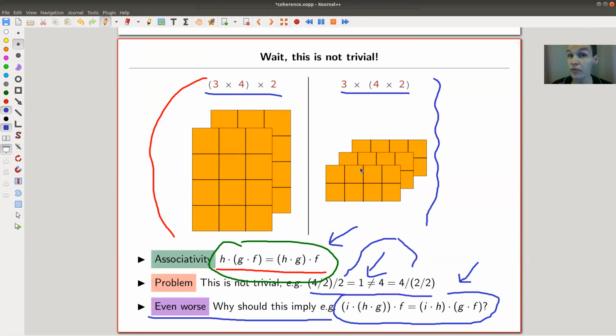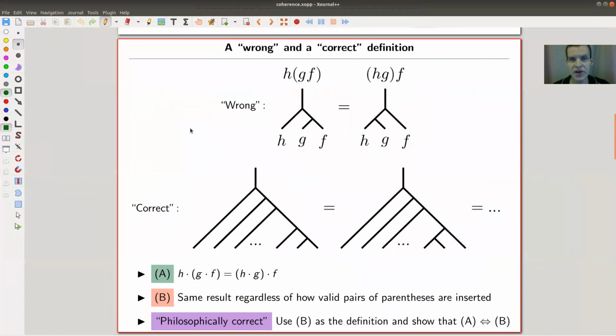But there's a really beautiful way of proving this, and I'm going to explain that. It's basically an example of a coherence theorem. So let's have a look. Here's a picture of associativity which I really like. The question is, what is the wrong definition, what is the correct definition? In some sense, the wrong definition is what you see upstairs, and the correct definition is what you see downstairs. Wrong and correct are, of course, in huge quotation marks, because there is no wrong definition.